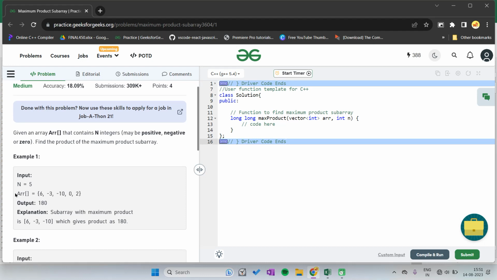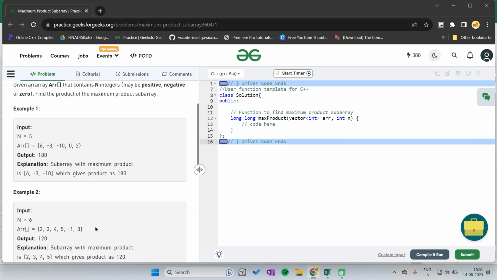If the array is this, then the subarrays are 6, minus 3, 6 minus 3 10, 6 minus 3 10 0, 6 minus 3 10 0 2, then minus 3 10 0 2, and 10 0 2, and 10 0, and 0 2. We have to multiply each of the subarrays and find which is the maximum among these values. So 6 minus 3 and minus 10 give the maximum, so 180 is the answer. We have to return our answer.